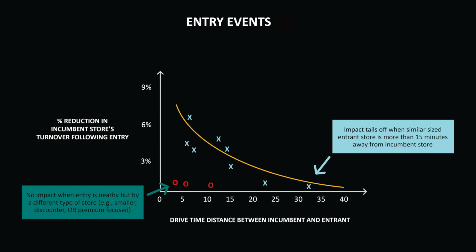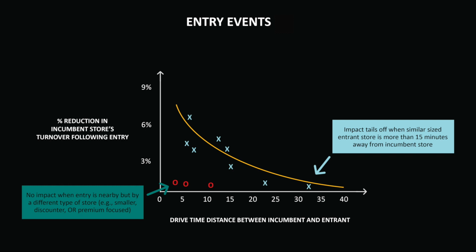So for example, when entry is around 5 minutes away, the impact is to reduce turnover by between 4 and 7%. On the other hand, when entry is 20 minutes or further away, there's relatively limited impact on the incumbent store's turnover. That suggests that the impact wears off after about 15 to 20 minutes, which might lead us to define the relevant geographic market to be 15 minutes drive time of the incumbent store.